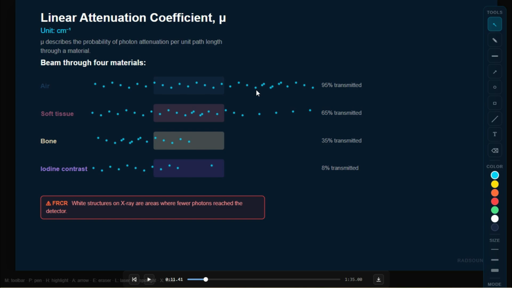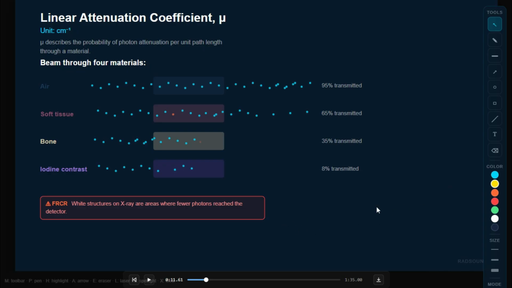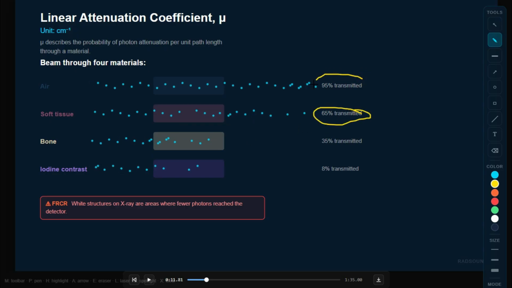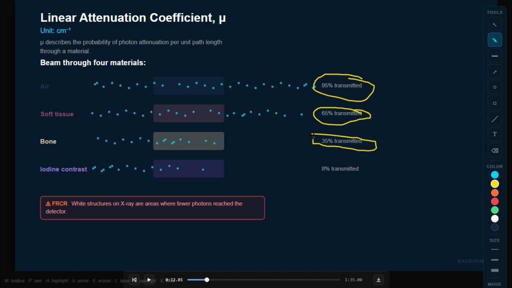When it comes to soft tissue, transmission decreases dramatically, with only around 65% of the photons attenuated here, compared with 95% transmission through air. What about bone? Bone attenuates almost 65%, meaning only 35% of the photon beam will pass through bone. What about iodine contrast?